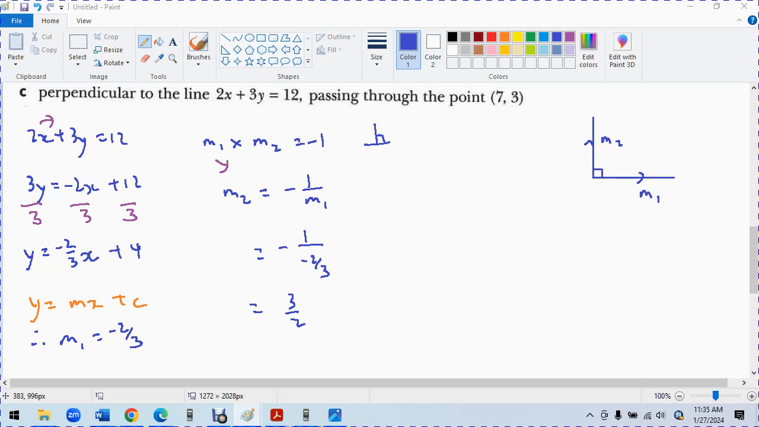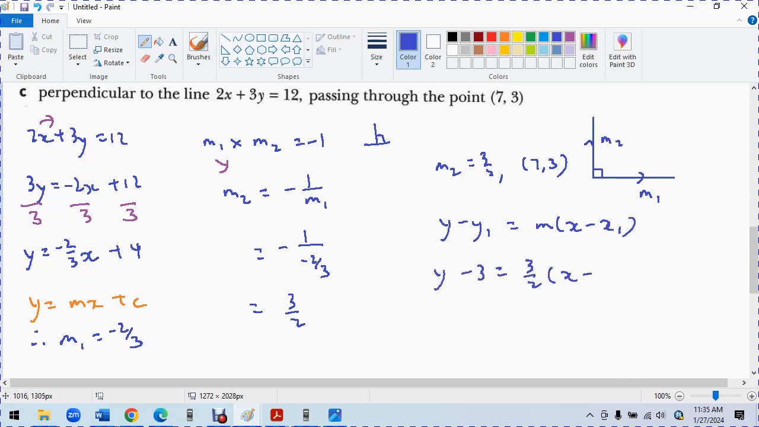So they are perpendicular to this one and pass through (7, 3). So we have 3 over 2 and then (7, 3). Then we use the formula y minus y1 equal to m(x minus x1). So we have y minus 3 equal to 3 over 2 (x minus 7). So we have 3 over 2 x minus 21 over 2 plus 3. So y equal to 3 over 2 x minus 15 over 2.